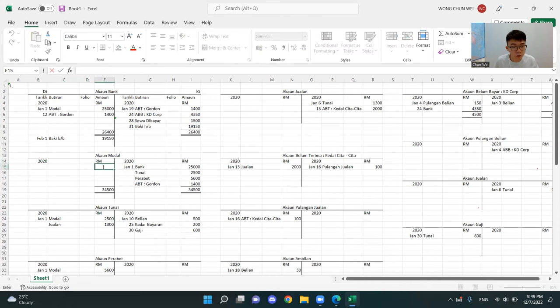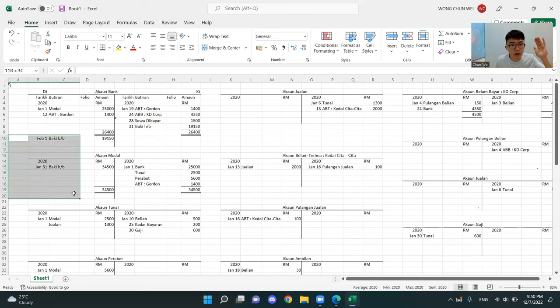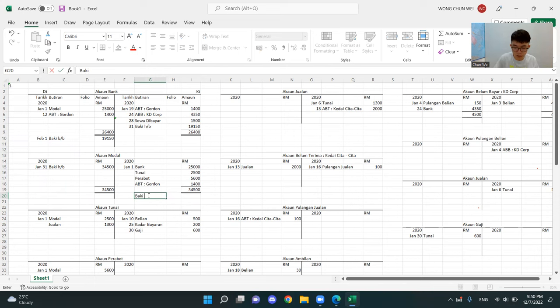So the figure here will be 34,500 minus zero, 34,500. All right. So the last day will be January 31st, and this will be the Baki HB. And when we have Baki HB, there must be a Baki BB. So if HB is in the debit side, then the BB will be in the credit side here. So Baki BB.